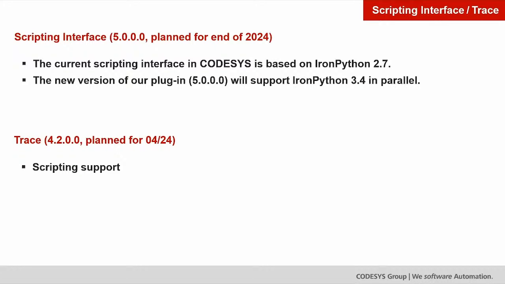Last but not least, a note on the new version of our scripting interface, which was actually planned for the end of last year. Until now, our scripting was based on Python 2.7. The new version, which had to be postponed to the second half of this year, will support Python 3.4 in parallel. Speaking of scripting, in addition to some other improvements, our trace editor is getting a scripting interface. This will enable you to automatically create and start a trace and save measurements to a file. The release is already planned for April.